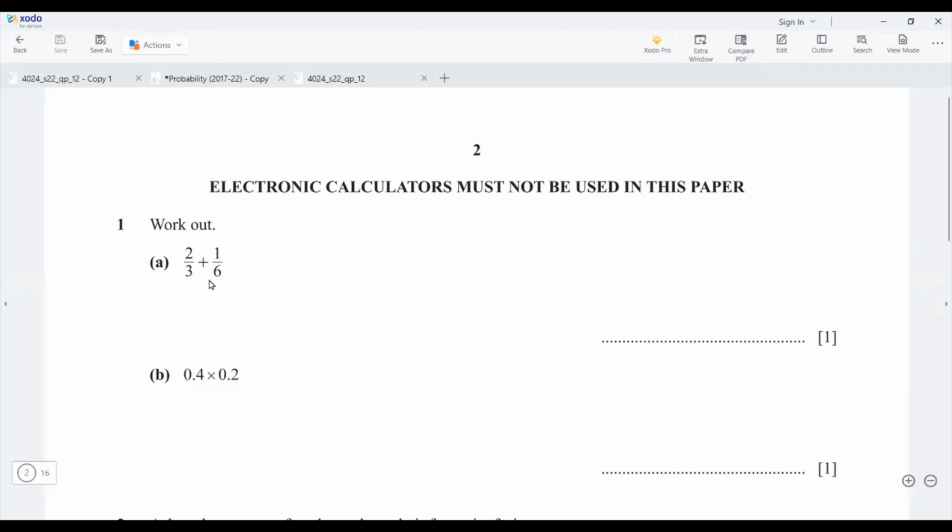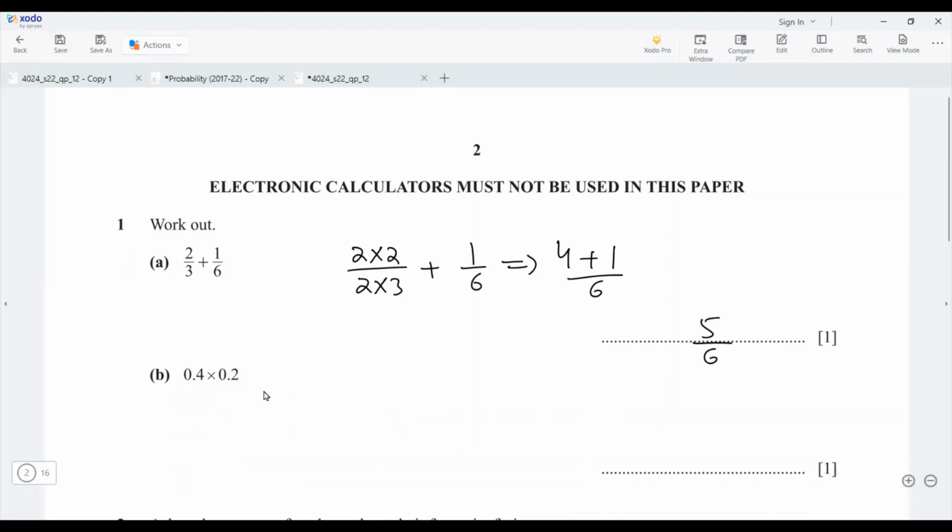So how to make this 3 as 6? By multiplying by 2. So multiplying and dividing both of the terms, numerator and denominator, by 2. So then it is basically 1 by 6. 2 times 2 is 4. 4 plus 1 and whole divided by 6. 4 plus 1 is 5. 5 by 6 is the final answer for part A of question number 1.